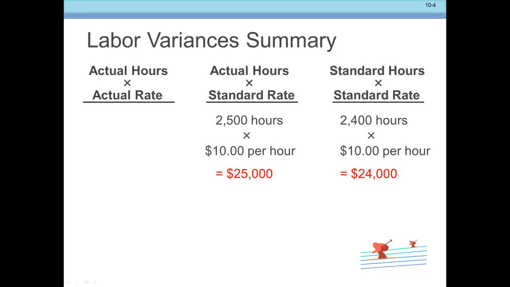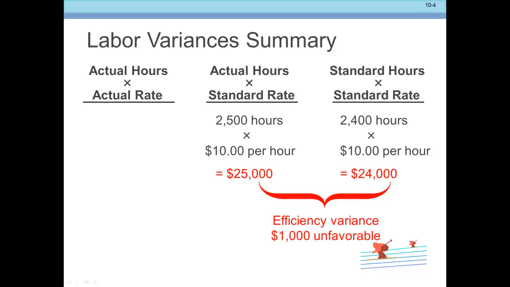The difference between the $24,000 and the $25,000 is the labor efficiency variance, which is the difference between the actual quantity of labor hours and the quantity allowed according to the standard. It's $1,000 unfavorable. Unfavorable because the actual quantity of hours exceeds the standard quantity allowed by 100 hours.